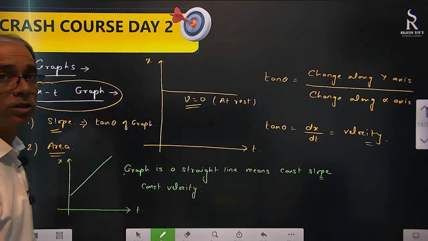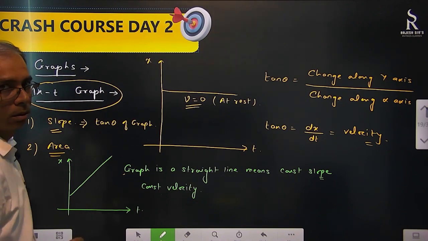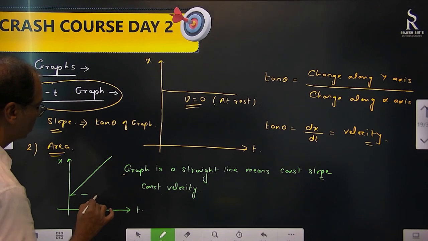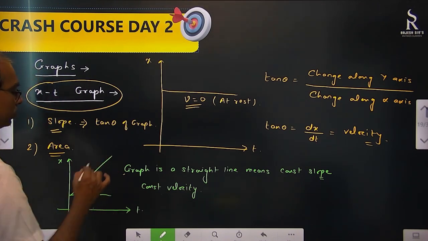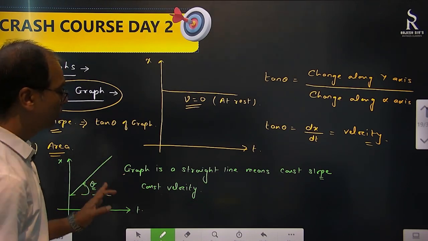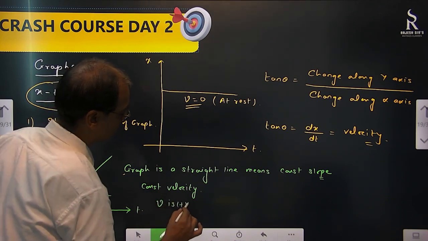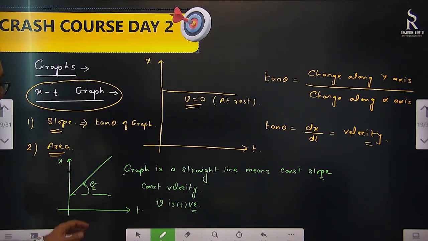Now the question is positive or negative? Positive here. Why? How can I say? Because slope is positive. Theta is positive, no? This is theta. The positive theta. Tan theta is positive. Okay. So velocity is positive. V is positive in this one.